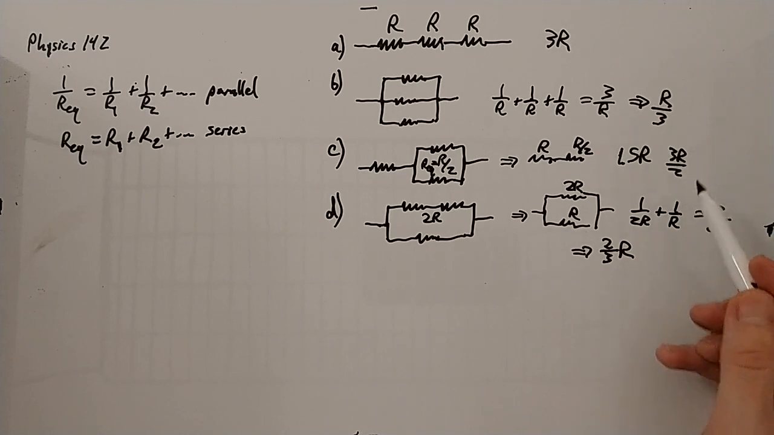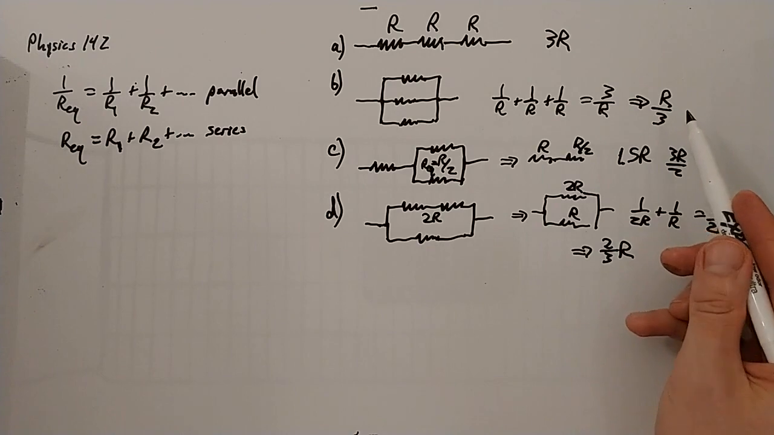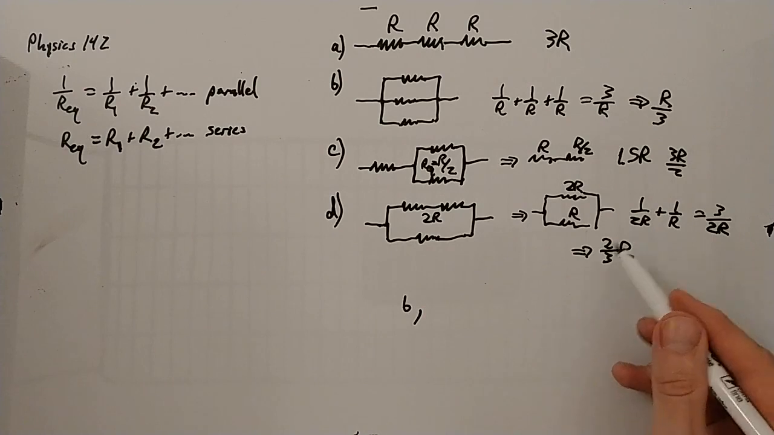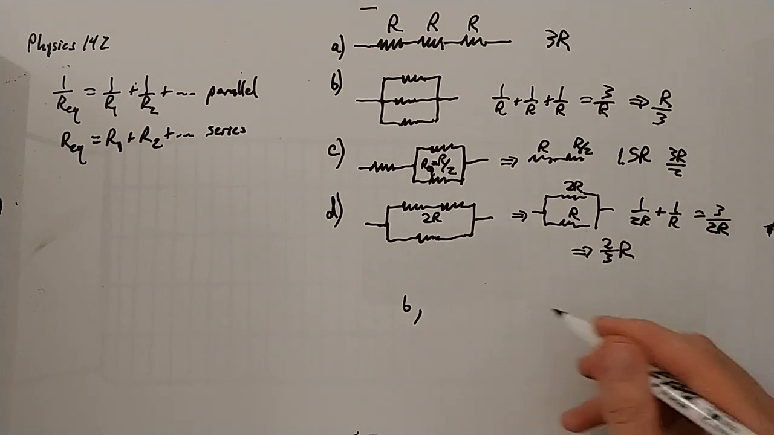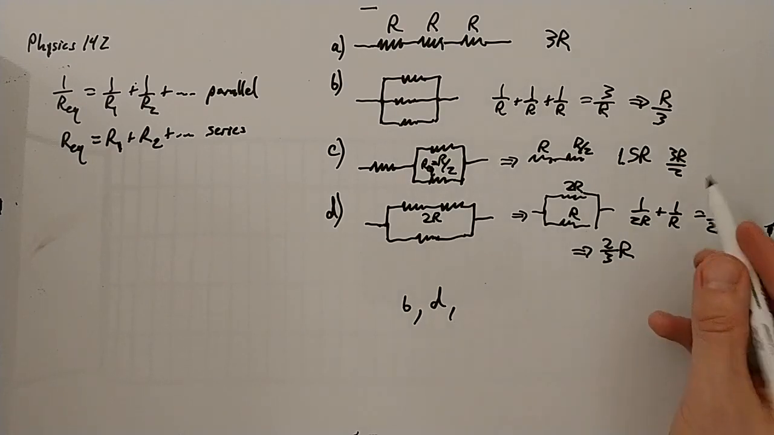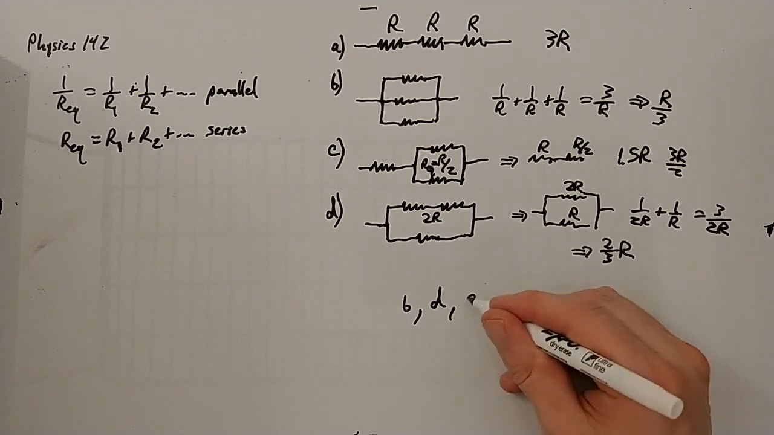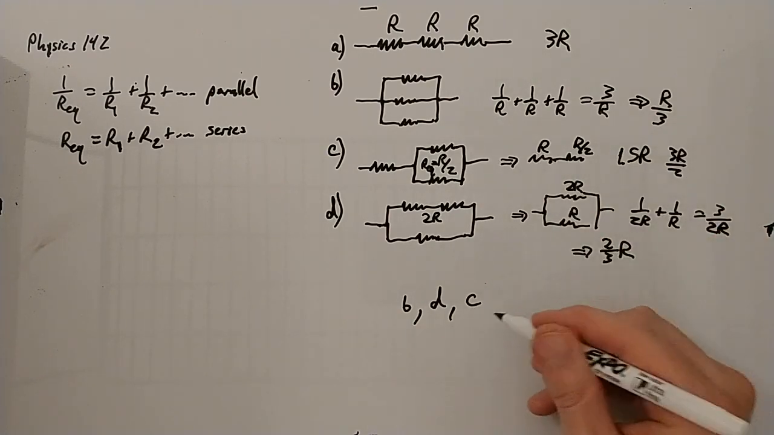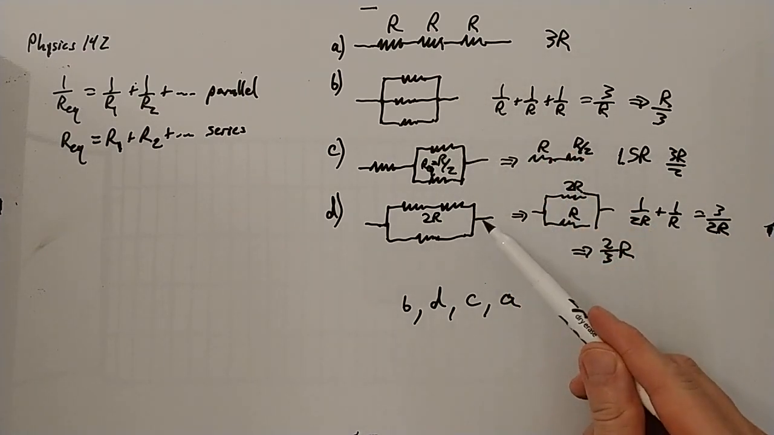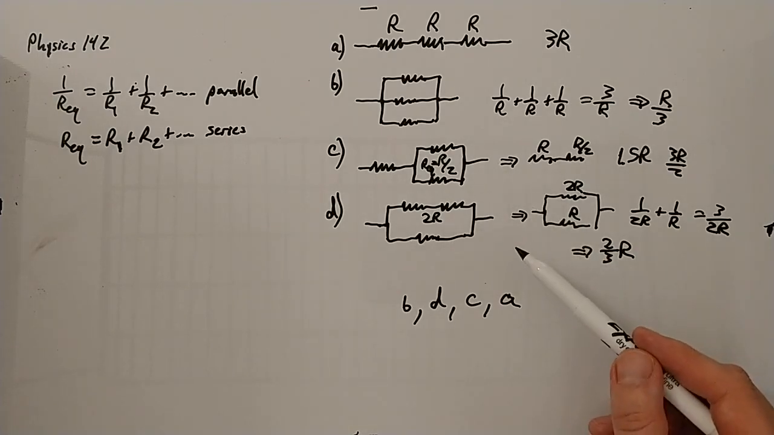All right, and so now we can rank these. We see the smallest resistance here comes from B, that was R over 3. Then the second smallest resistance, well, that's the 2/3 R one, so that would be D. And then the third smallest, well, that's 1.5 R's, that's going to be C, and then the most resistance is A. All right, so just even with 3 different resistors, we can get very different amounts of resistance.